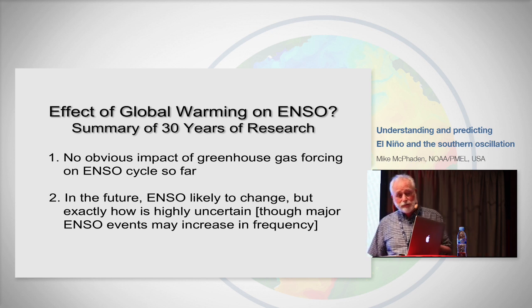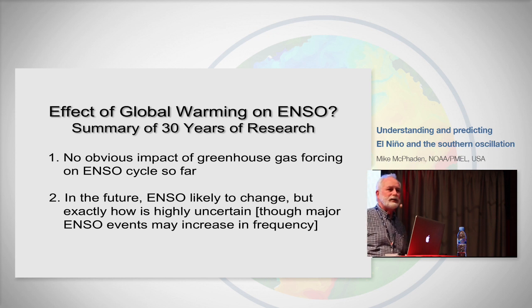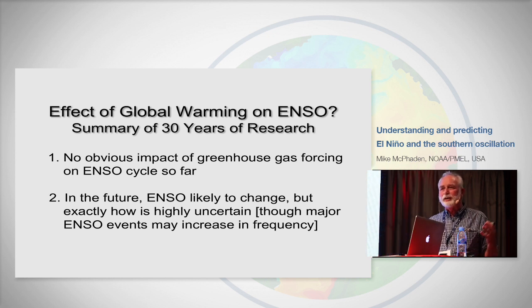There is one result, I think, that seems to be emerging, fairly robust, that it's likely that major El Nino events like we saw in 2015-16, 97-98, those will increase in frequency. So the big events will get stronger, analogous to what happens with tropical storms.